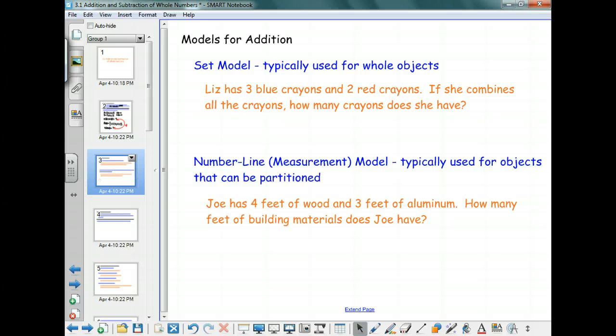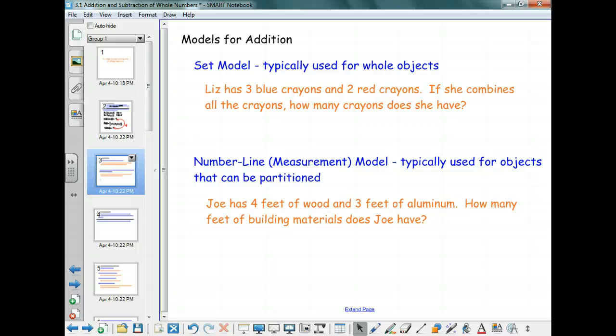There are several different models for addition. A couple of different kinds of models for addition are the set model and the number line model. The set model is typically used for whole objects, when you're counting objects themselves, like crayons. Here's an example. Liz has 3 blue crayons and 2 red crayons. If she combines all the crayons, how many crayons does she have?